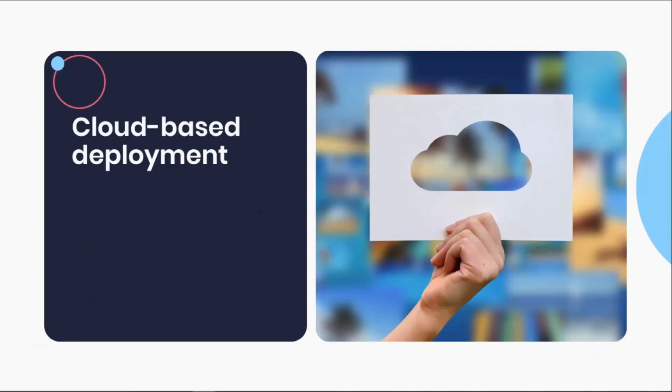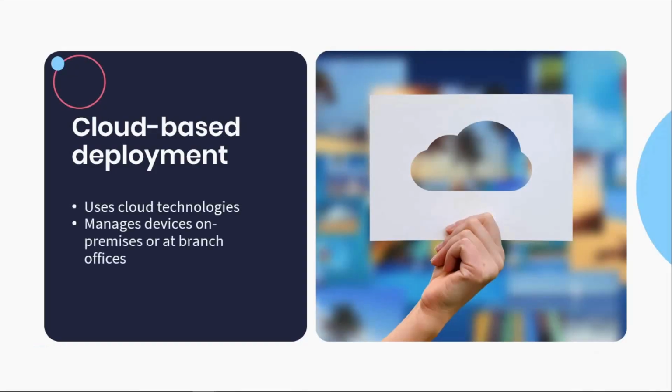And then in cloud-based architecture, there is a significant benefit in the use of cloud technologies to manage network devices that are either on premises or at a branch office. As mentioned earlier, Cisco Meraki is a good example of fully optimizing your network using cloud-based deployment.